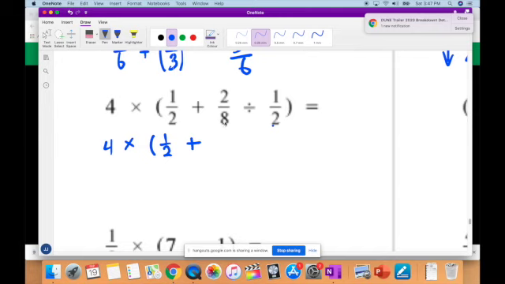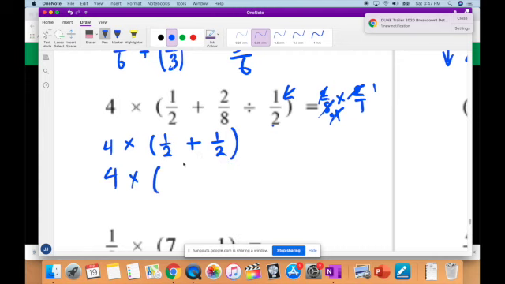So we have 2/8 divided by a half, which is really just multiply by 2 over 1. We invert this and multiply. So that means 2 into 2, 1, 2 into 8, 4. So this works out to be a half. So now 4 multiplied by a half plus a half is 1. That means that 4 times 1, the answer is 4.